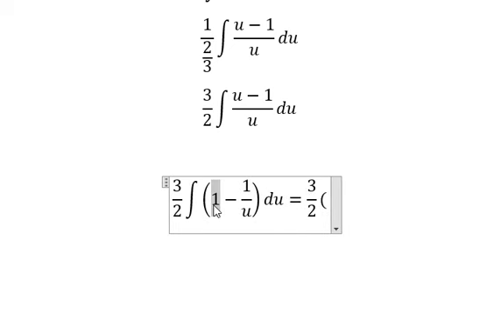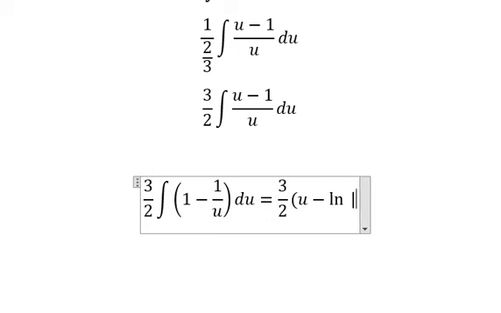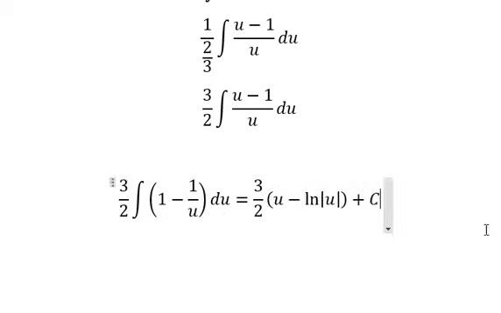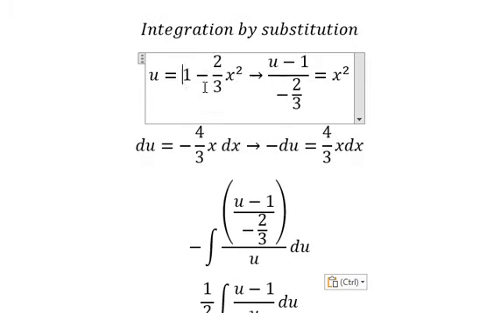The integration of number 1, we have u. The integration of 1 over u, we have ln of the absolute value of u. And I will put c. About u, that is this one.